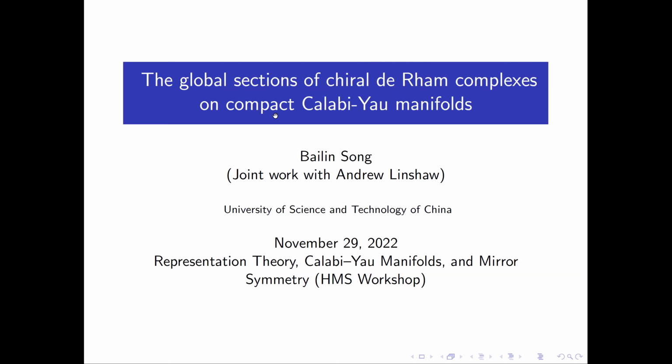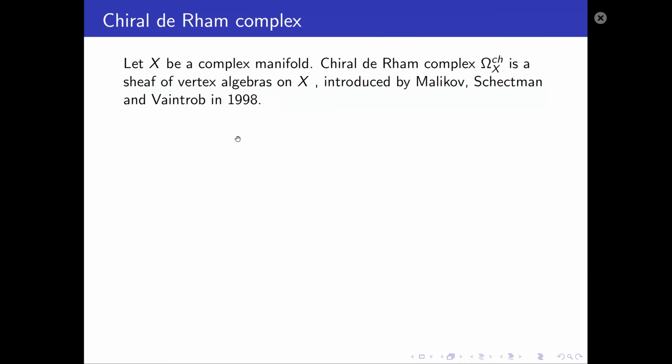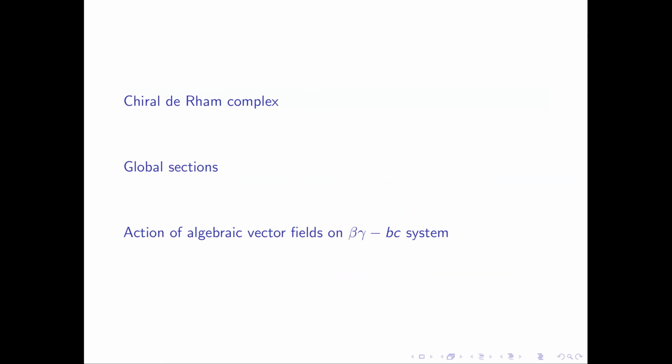I will talk about the global section of the Calabi-Yau complex on compact Calabi-Yau manifolds. My talk will include 3 parts. First, I will introduce the Calabi-Yau complex, and then I will talk about the global sections on Calabi-Yau manifolds. And the third part is the sketch of proof. It will relate to the action of the algebra of vector fields on the beta gamma bc system.